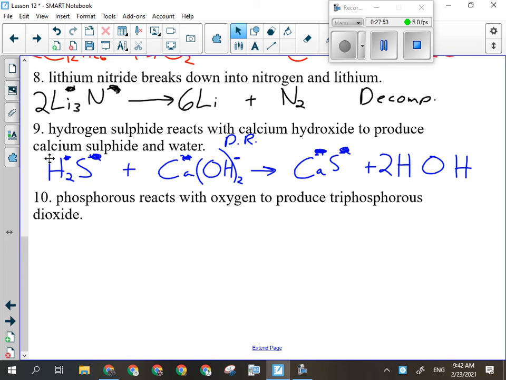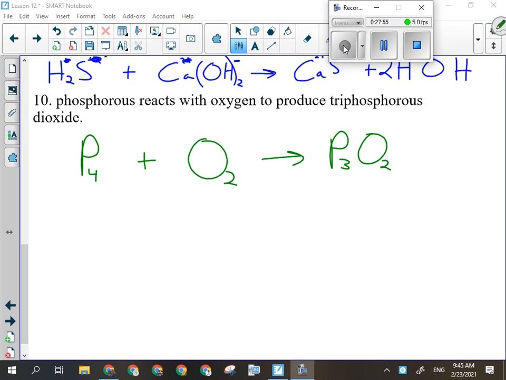All right, we'll give you a couple more minutes to try number 10, and then we'll go over that one together as well. So remember, special elements, super important. Phosphorus comes as a 4 by itself, oxygen is a 2 by itself. We got P3O2, triphosphorus dioxide. What kind of reaction are we looking at if we got element plus element equals compound? Synthesis.